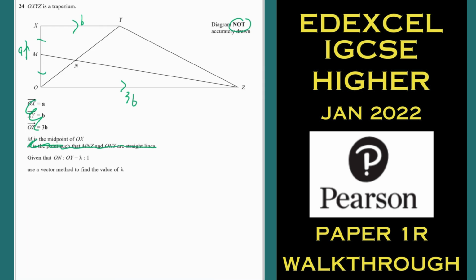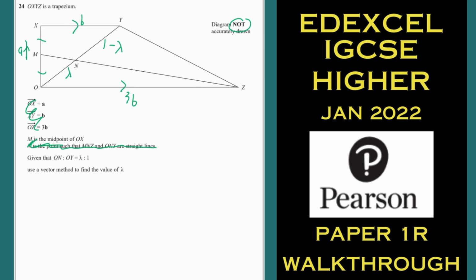Given that OM to ON, OM to OY is that. So get that on your graph. ON is lambda OY, so let's say that lambda is 3/5. This will be 2/5. I know it looks bigger and all that, but it's not accurately drawn. So whatever lambda is, this bit over here is 1 minus lambda.